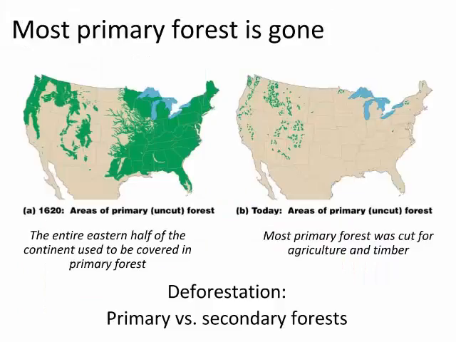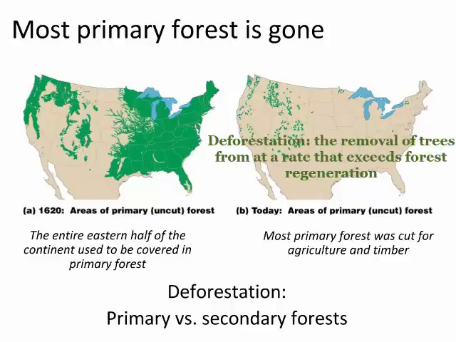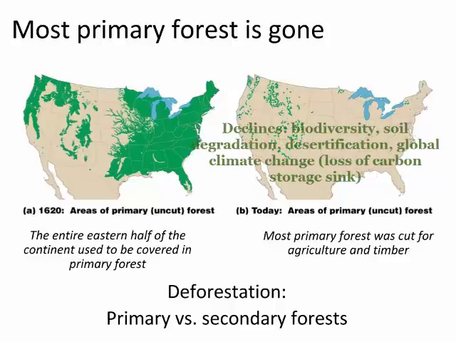Our demand for the material goods we create from forest products and our need for land to grow food to feed our growing population causes us to clear forested areas. This has led to deforestation, or the removal of trees at a rate that exceeds forest regeneration. Deforestation causes declines in biodiversity, soil degradation, desertification, and contributes to global climate change due to the release of stored carbon and the loss of a carbon storage sink.